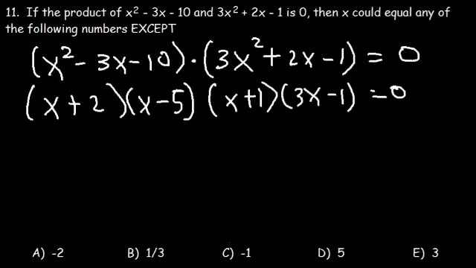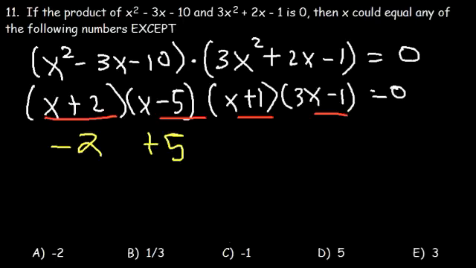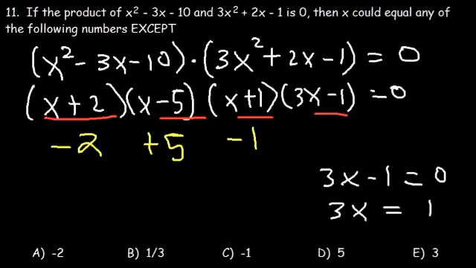So now we can solve for x. We can set each factor equal to 0. If we set x plus 2 equal to 0, x will equal negative 2. All you need to do is reverse the sign. If x minus 5 is equal to 0, then x is equal to positive 5. And for this one, it's negative 1. Now, if 3x minus 1 is equal to 0, to solve for x, we need to add 1 to both sides. And then we need to divide by 3. So x is therefore equal to 1/3. So those are the 4 possible values for x.